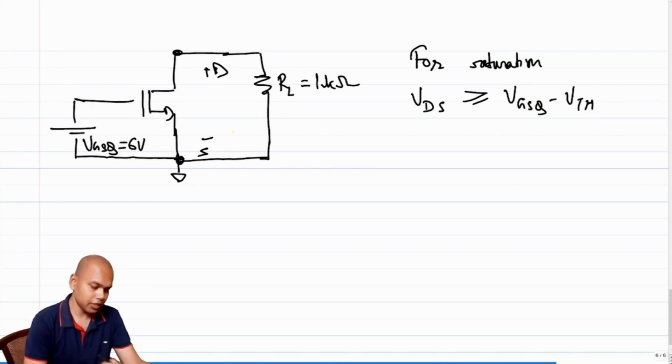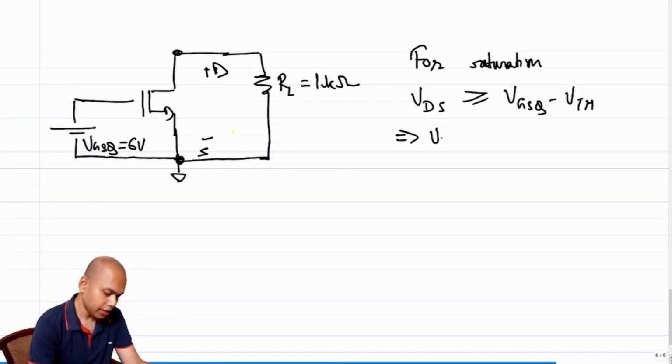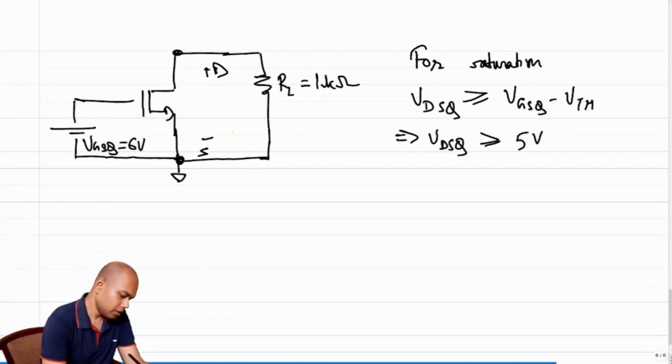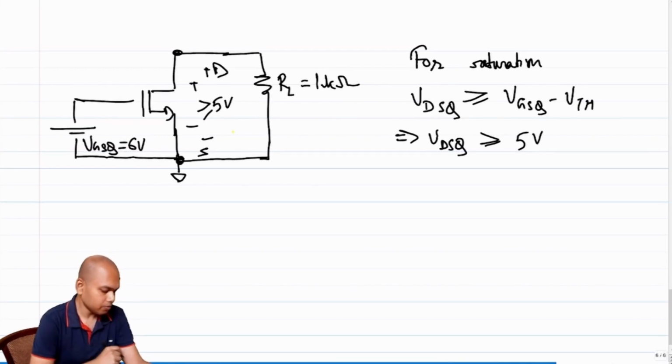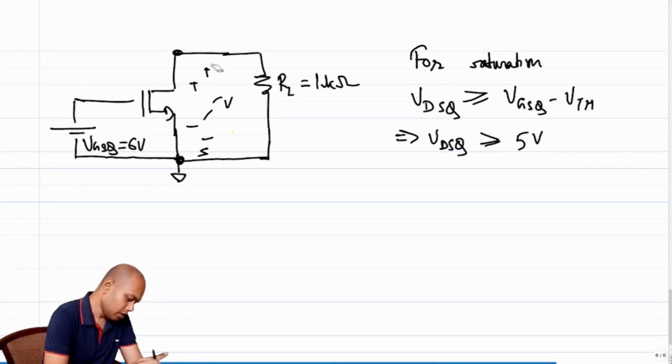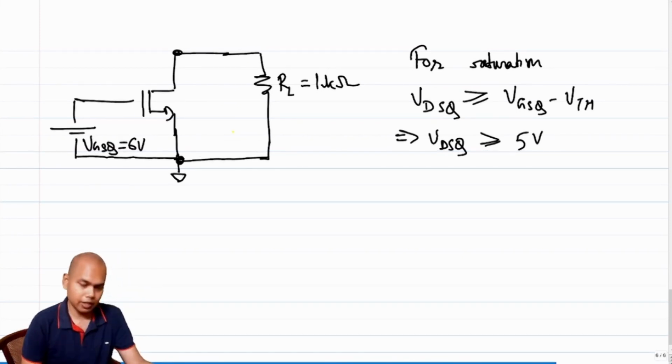And since we have fixed VGSQ, VDSQ, because we are trying to fix the quiescent point here, should be greater than or equal to 5 volt, right? So this voltage difference has to be greater than or equal to 5 volt. So how can I ensure that this is greater than or equal to 5 volt? Where should I put a battery?